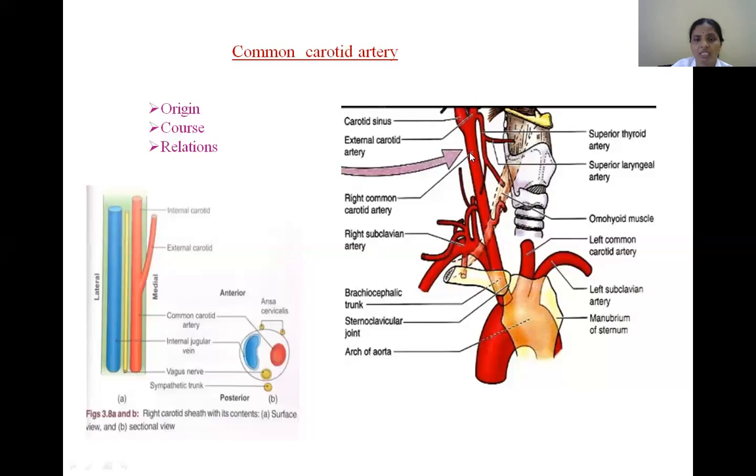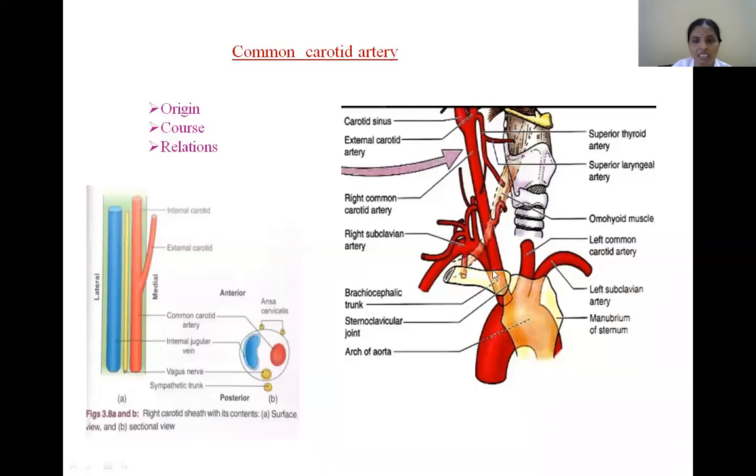So at this level, what happens? The common carotid bifurcates into the internal and external carotid arteries. Whereas on the left side, the left common carotid is a direct branch from the arch of the aorta, just behind the manubrium. So the left common carotid is partly present in the thorax, then appears in the neck just deep to the medial end of the clavicle. What is the joint present between the clavicle and the sternum? Sternoclavicular joint. So deep to the sternoclavicular joint, the common carotid artery enters the neck. So this is the extent of the common carotid artery.